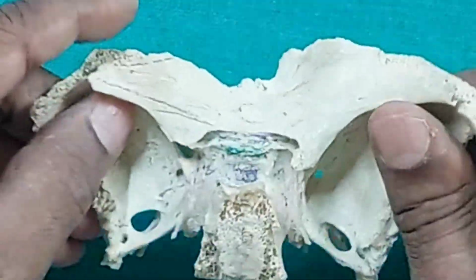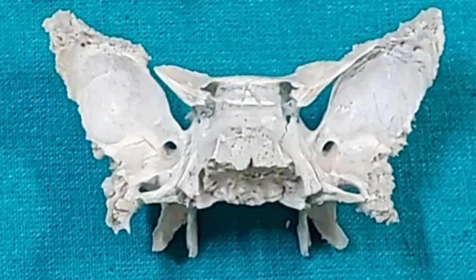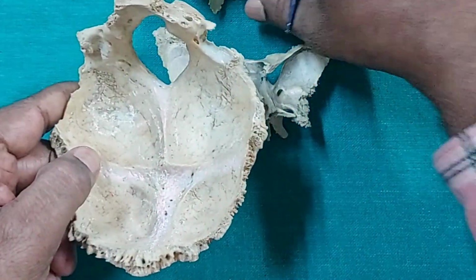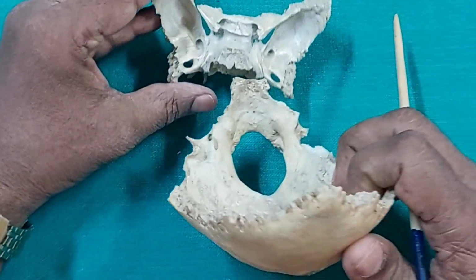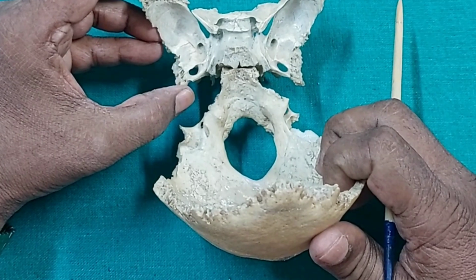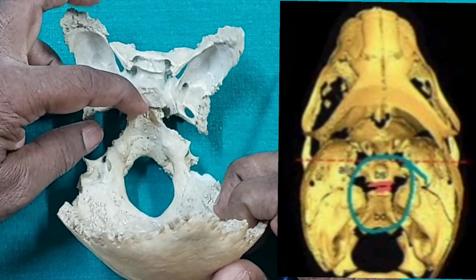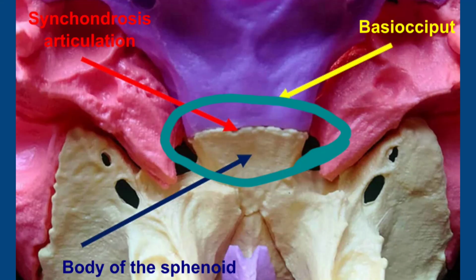Then come to the posterior surface here. This surface articulates with the anterior surface of the basilar part of the occipital bone. This is the occipital bone. This is the basilar part. It articulates with the posterior surface of the body of the sphenoid, forming the basi-occiput and basi-sphenoid, and it is a primary cartilaginous joint, and usually it fuses or becomes synostosis at the age of 25 years.